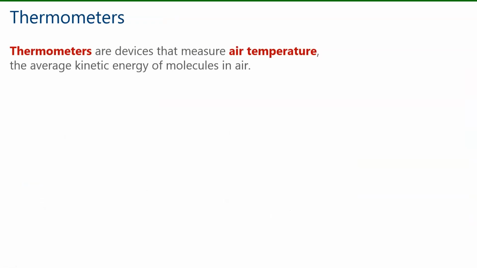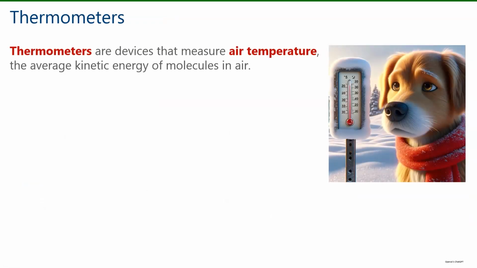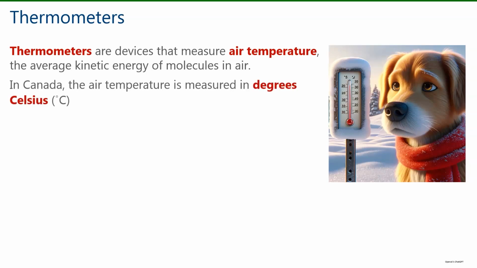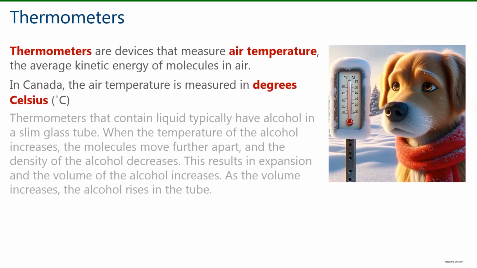Thermometers are devices that measure air temperature, the average kinetic energy of molecules in air. In Canada, the air temperature is measured in degrees Celsius, with the symbol capital C. Thermometers that contain liquid typically have alcohol in a slim glass tube. When the temperature of the alcohol increases, the molecules move further apart, and the density of the alcohol decreases. This results in expansion and the volume of the alcohol increases. As the volume increases, the alcohol rises in the tube.